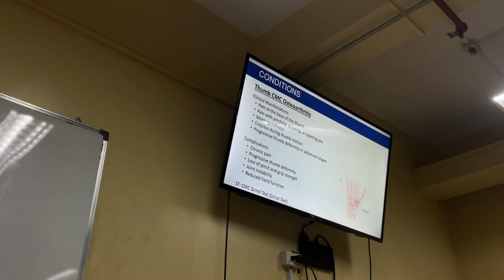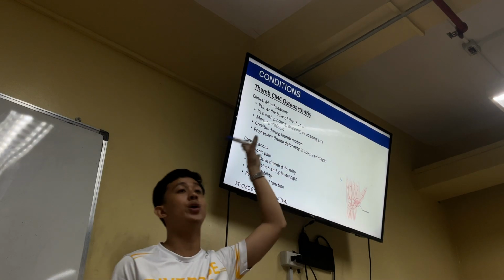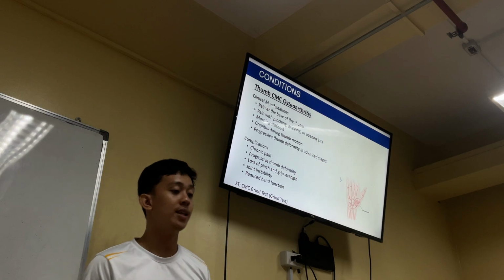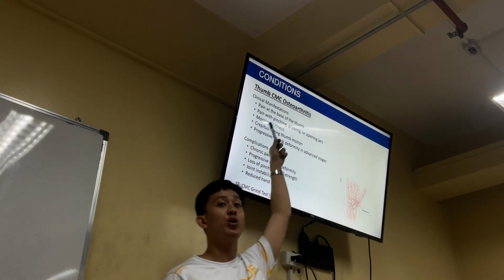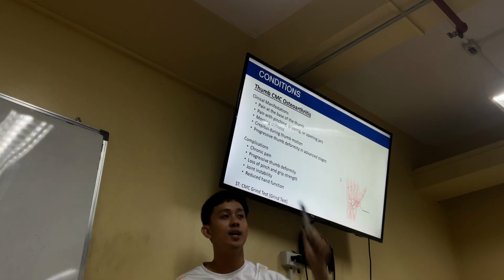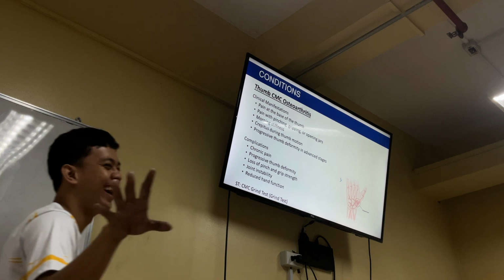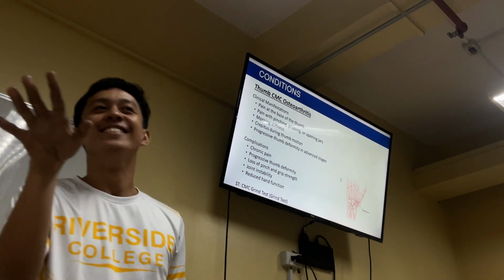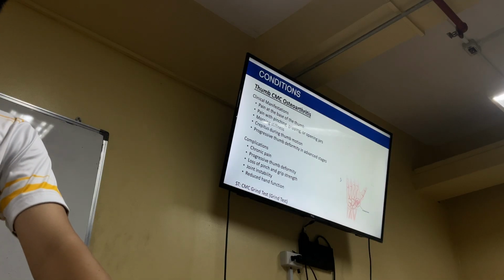The clinical manifestation is that there is pain at the base of the thumb, specifically where your carpometacarpal joint is located. Pain with pinching or gripping. Morning stiffness, this one is common. If the stiffness lasts less than 30 minutes, it is osteoarthritis. If more than 30 minutes, rheumatoid arthritis.